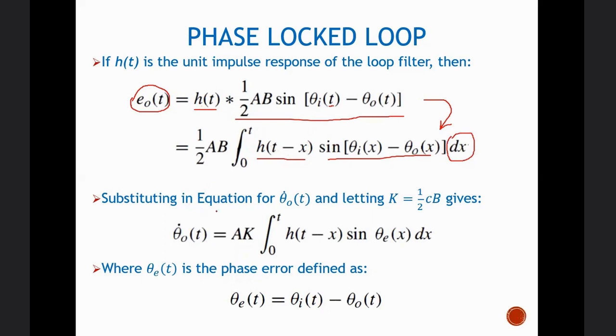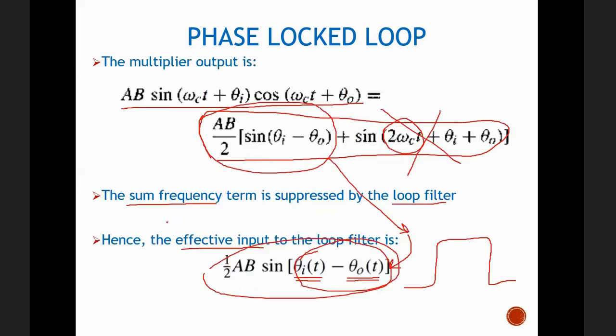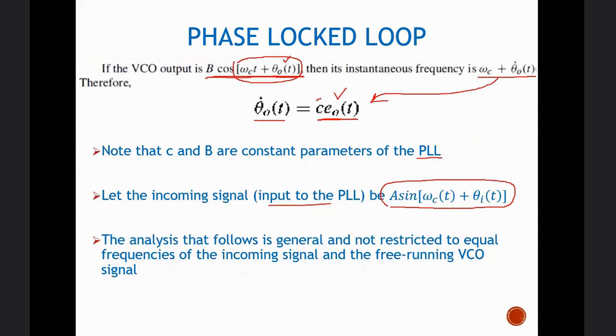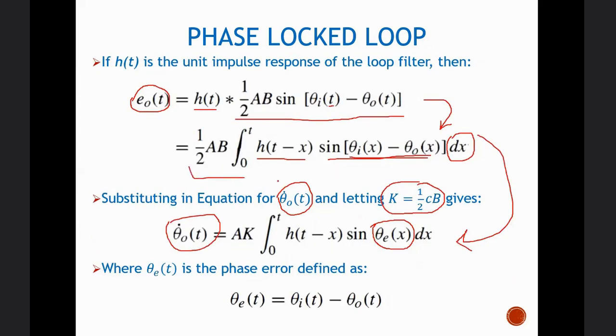If we substitute this in the equation for theta naught t, and because half AB is constant, let's say this constant is equal to K, the expression is reduced to this one. Here we have replaced this with theta E, which is the error between the two. Let's look at the expression for the derivative of theta naught, which is over here. We have substituted this e naught t with this term, and this is the resulting expression that we get.